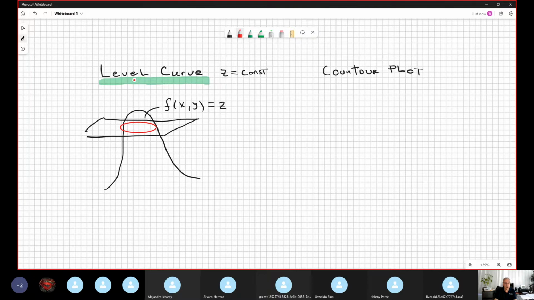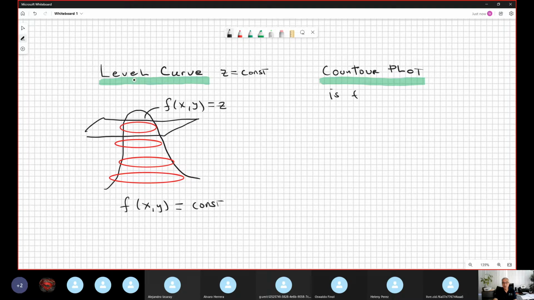So a level curve by definition is, suppose, f of x comma y equal constant. And this constant takes several values: 1, 2, 3, 4, 5, positive or negative. So we have a family of curves. I promise in a few minutes, a few seconds, I want to show you this idea more clearly. And what is the contour plot? Well, the contour plot is a family of level curves.